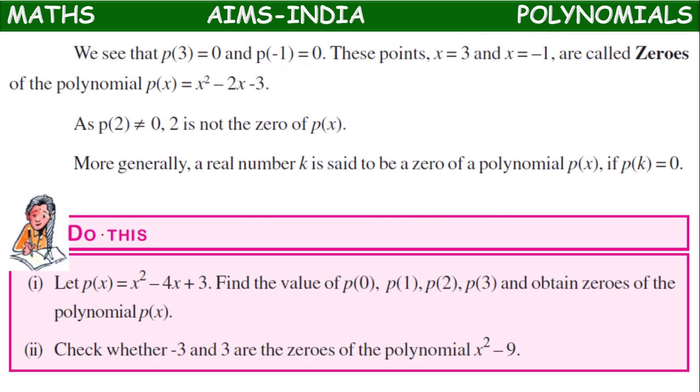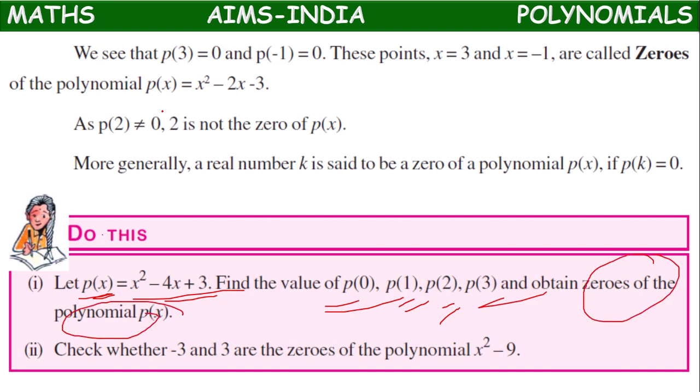Next, try this. Let p of x equal x square minus 4x plus 3. Find the value of p of 0, p of 1, p of 2, p of 3 and obtain the zeros of the polynomial. The same method that we used in the above example, you can apply, children, and you can find the zeros of p of x.